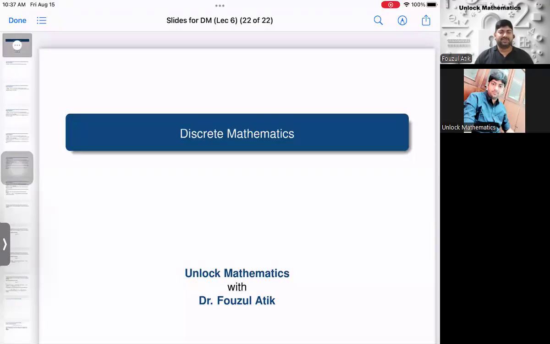So in the previous lecture, we discussed De Morgan's law for quantifiers, right? And then nested quantifiers, negating nested quantifiers, negating quantified statements. This kind of thing we have learned.